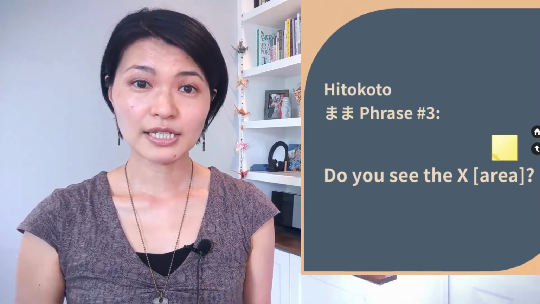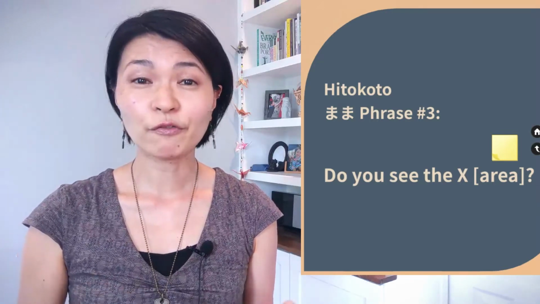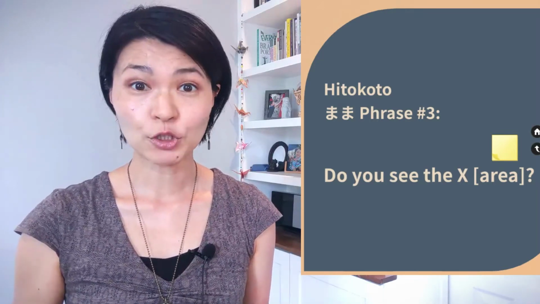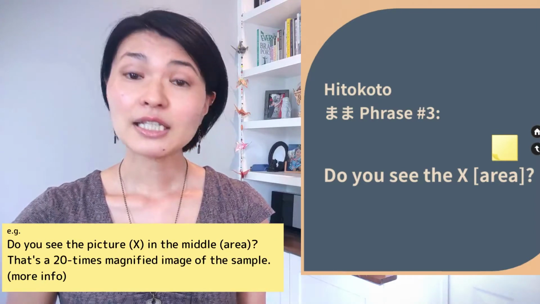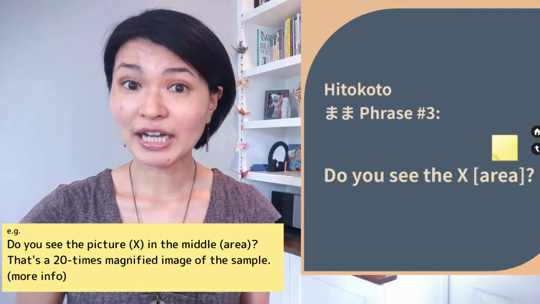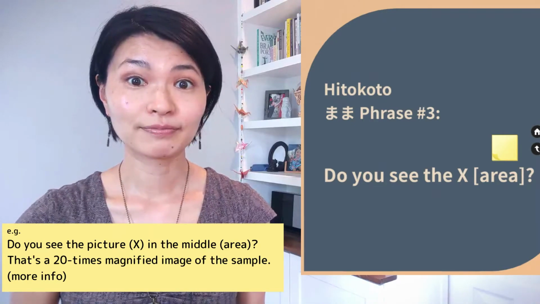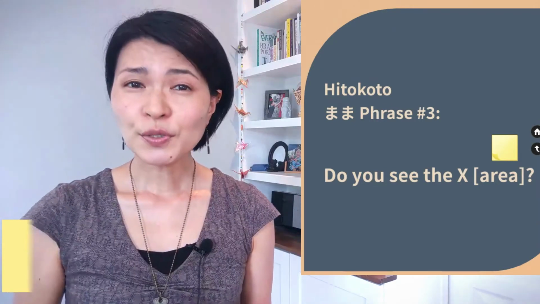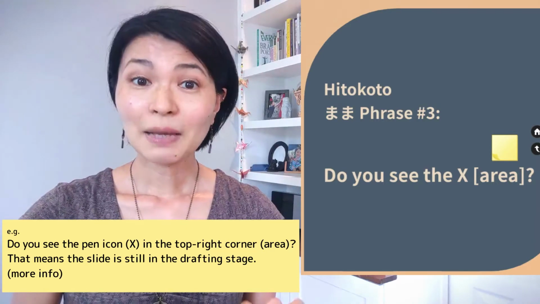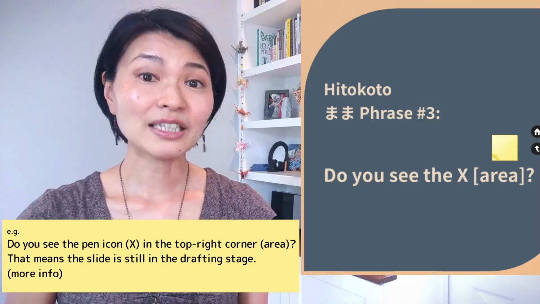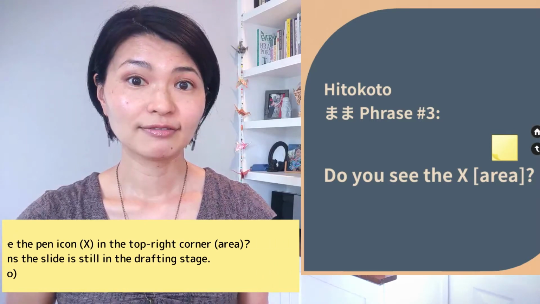This mama phrase needs to be directly followed by more information. Like, do you see the picture in the middle? That's a 20 times magnified image of the sample. Or, do you see the pen icon in the top right corner? That means the slide is still in the drafting stage.